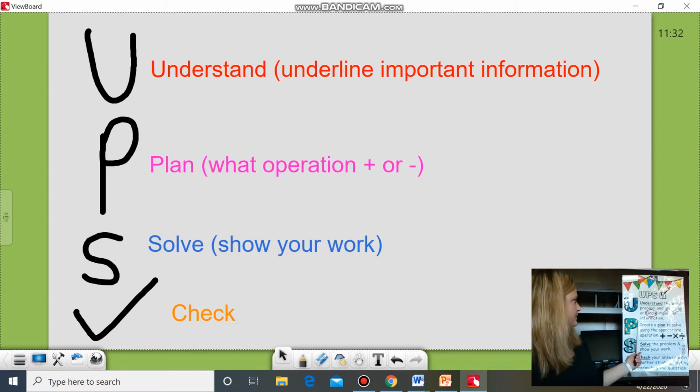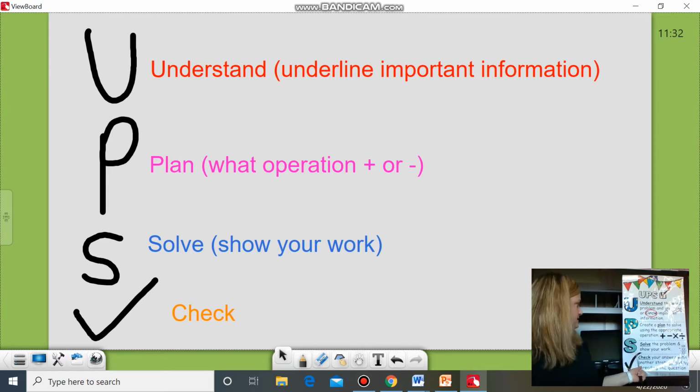Then our next step is P, which is to plan. This is where we choose our operation. On my screen, you'll see I only included the operations of plus or minus, addition or subtraction, because that's all we've gotten to so far. Next year in third grade, we will add the multiplication and division. So for now, we are only focusing on the addition and subtraction.